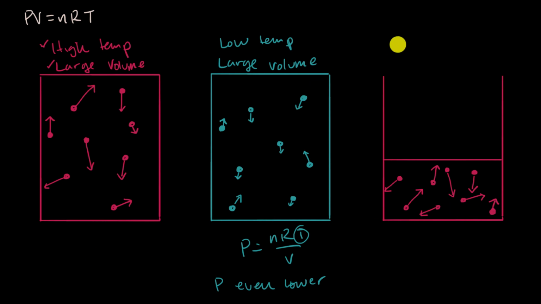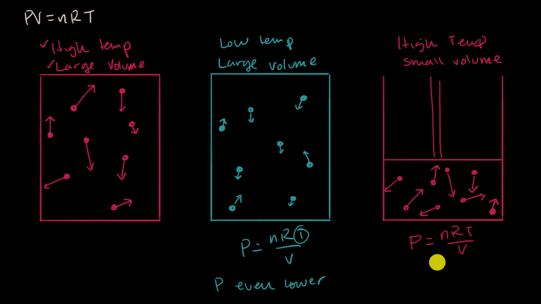Let's go to a scenario where we keep the high temperature that we had in the original scenario, but now we have a small volume. Maybe the top of the container is a piston and we push it down like this. Well, the ideal gas law, if we just solve for P again, P is equal to nRT over V, would already predict that if you decrease the denominator here, that's going to increase the value of the entire expression. So it would already predict that you would have a higher pressure, that the particles will bounce into the sides of the container more frequently and with more vigor.